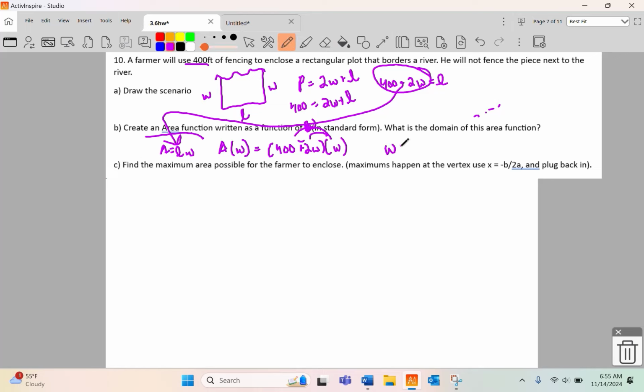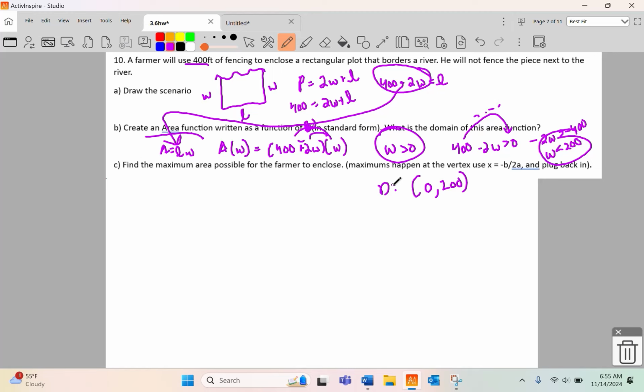The width has to be more than 0, and this factor here, 400 minus twice the width, has to be more than 0. Jump over, negative 2 widths greater than negative 400. Divide out the negativity, and W has to be less than 200. I got that. I end up with something that looks like this as an interval. That is your domain. Anything from 0 to 200 is the width.